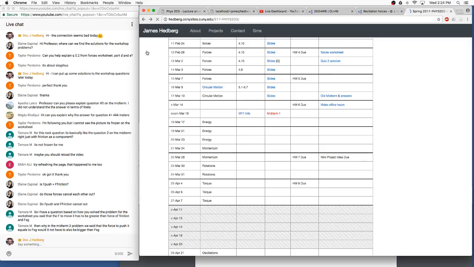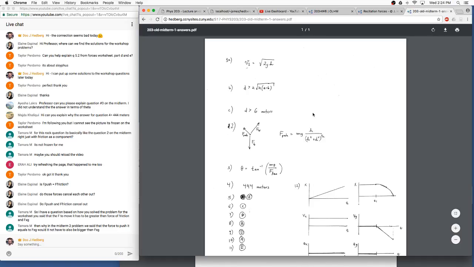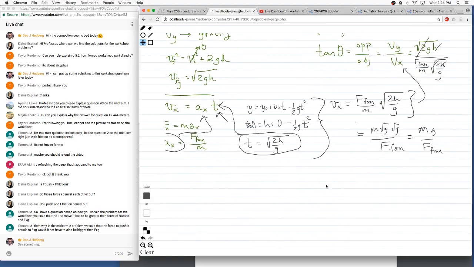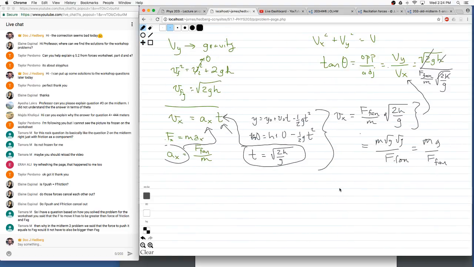Okay, and that should be what I wrote on this sheet. Let's double check. Yes. Tangent of theta equals mg over f fan. So to get theta, I just need to do the inverse tangent of mg over f fan. And this will give me the angle.